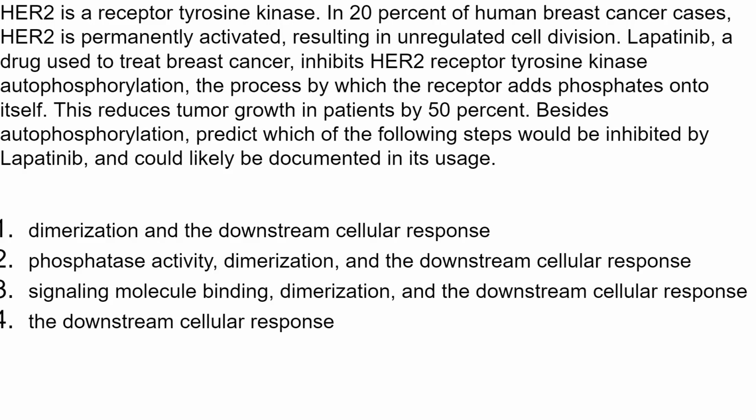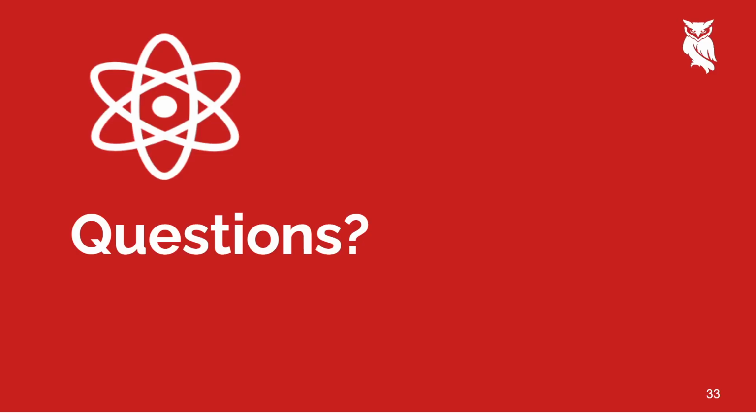Well, it doesn't talk about it inhibiting dimerization. It just keeps it from phosphorylating. And phosphorylation is what causes all these downstream cellular responses. Okay, so it's like the stopgap in the thing. All right, that's it. Perfect timing.